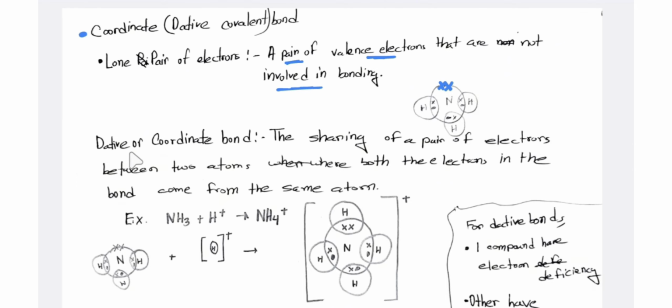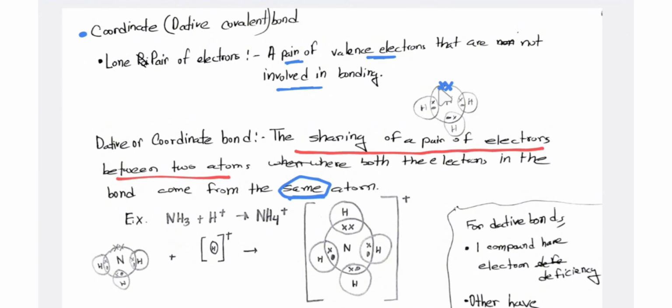So what is a dative or coordinate bond? It is the sharing of a pair of electrons between two atoms where both the electrons in the bond come from the same atom. This is the same as a covalent bond, the sharing of a pair of electrons between two atoms. But the two electrons in the bond come from the same atom.